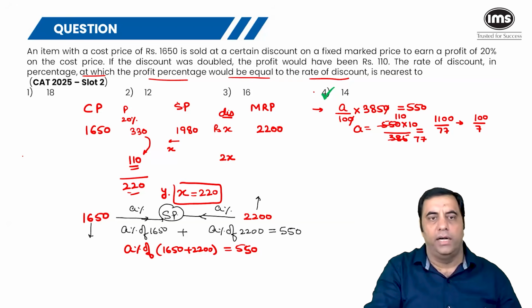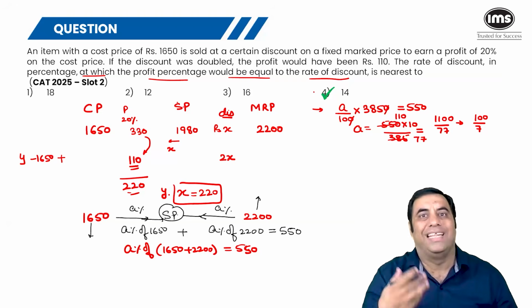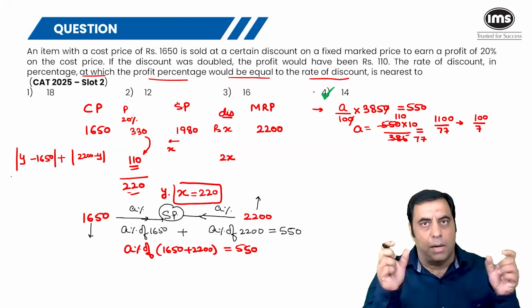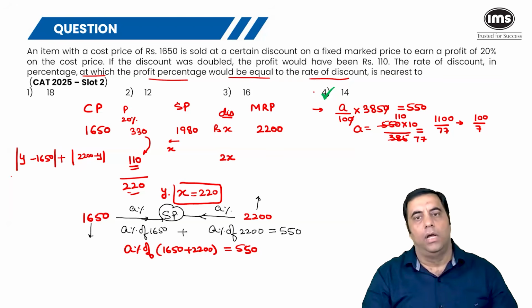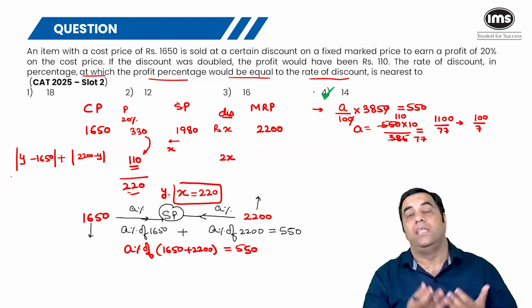So I could have stated Y minus 1650 plus the other gap, if I had to take that magnitude wise, because I need to take a modulus of that, and the other modulus is going to be 2200 minus Y. And the sum of these two gaps is equal to 550, and then you would have got the answer. But that way the solution would have been slightly lengthier.